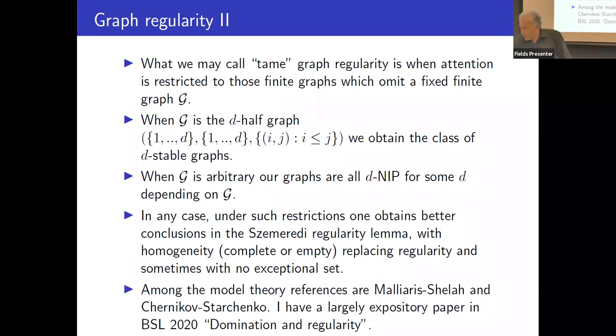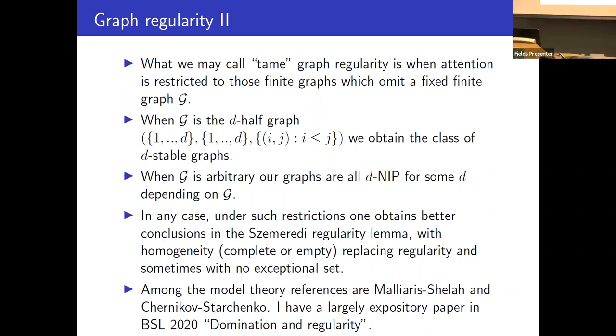Now, among the model theory references, there are a lot of people who worked on this stuff, and combinatorists worked on it, they also work with VC dimension, but the model theory background references are Chernikov, Malliaris, Shelah, who initiated this stable regularity, Chernikov, Starchenko, who worked on NIP regularity and distal regularity. And then I wrote an expository paper, largely expository, which appeared in BSL last year, called Domination of Regularity.